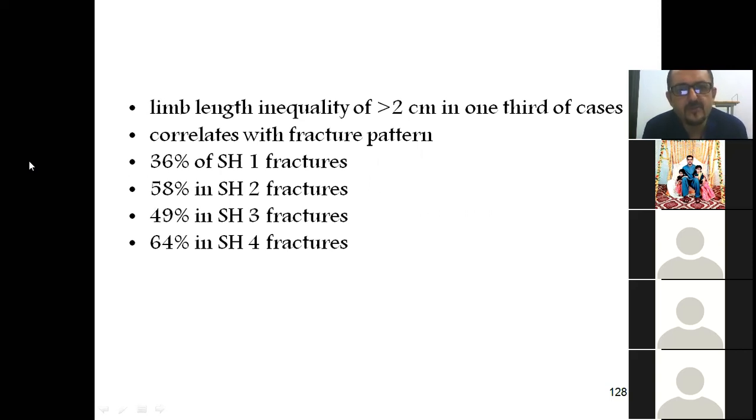Limb length inequality of more than 2 centimeters can happen in one third of the cases, and it correlates with the fracture patterns. Salter type 1 arrest can cause 36% limb length inequality, type 2 can cause 58%, type 3 49%, and type 4 can cause 64%.